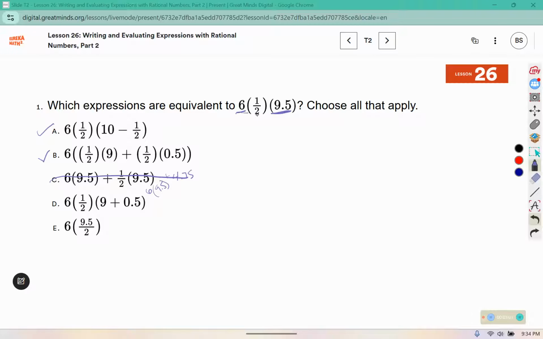6 times a half, that piece is the same, times 9 plus 0.5, well, that comes out to 9.5, so that one works. 6 times 9.5 over 2, well, if we were to put an invisible 1 down here, that would be 9.5, and the denominator would be 2, so that one is also equivalent.